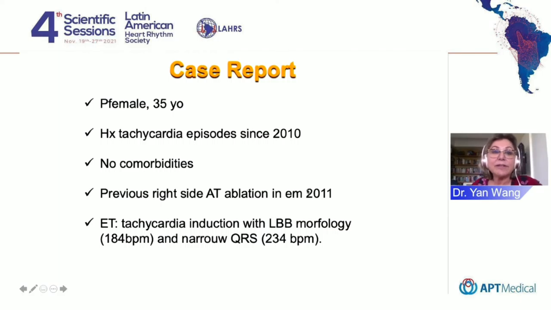The case is a female patient, 35 years old. She had a history of tachycardia episodes since 2010, with no comorbidities. When she came to our group, she had a previous right-sided atrial tachycardia ablation in 2011. There was a report that she had a difficult CS, but we didn't find it difficult to catheterize. In the effort test, she induced a tachycardia with a left bundle branch morphology at a rate of 185 beats per minute, and another tachycardia with a narrow QRS at 234 beats per minute.